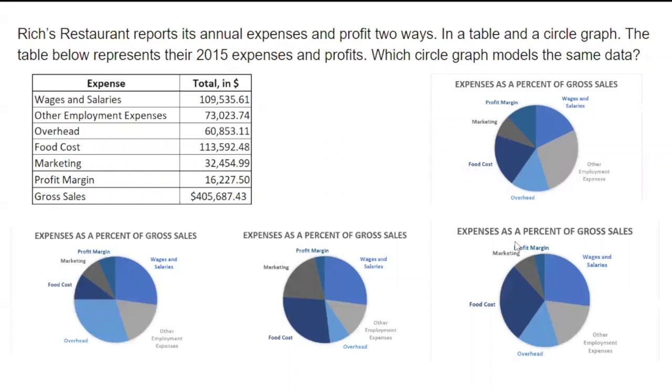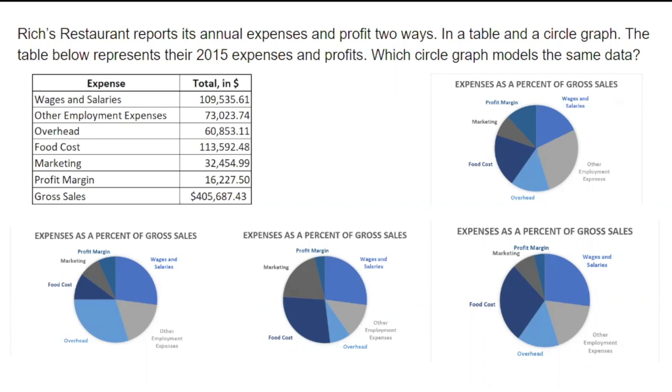Ooh, speaking of graphs, Rich's Restaurant reports its annual expenses and profit two ways, in a table and in a circle graph. The table below represents their 2015 expenses and profits. Which circle graph models the same data? All right, what am I asking you to do or to find?